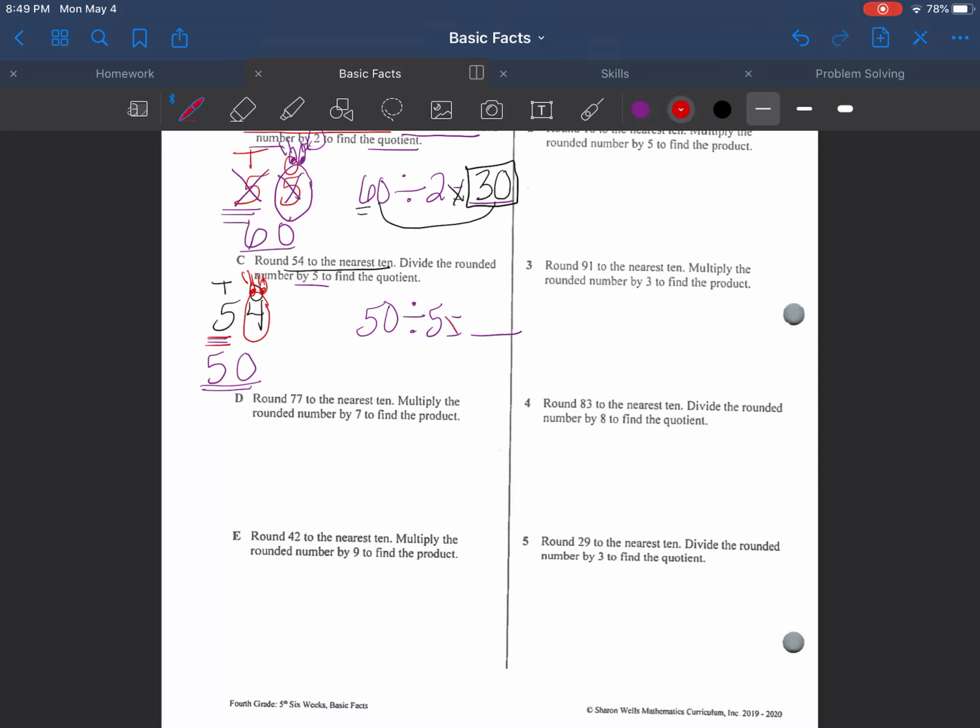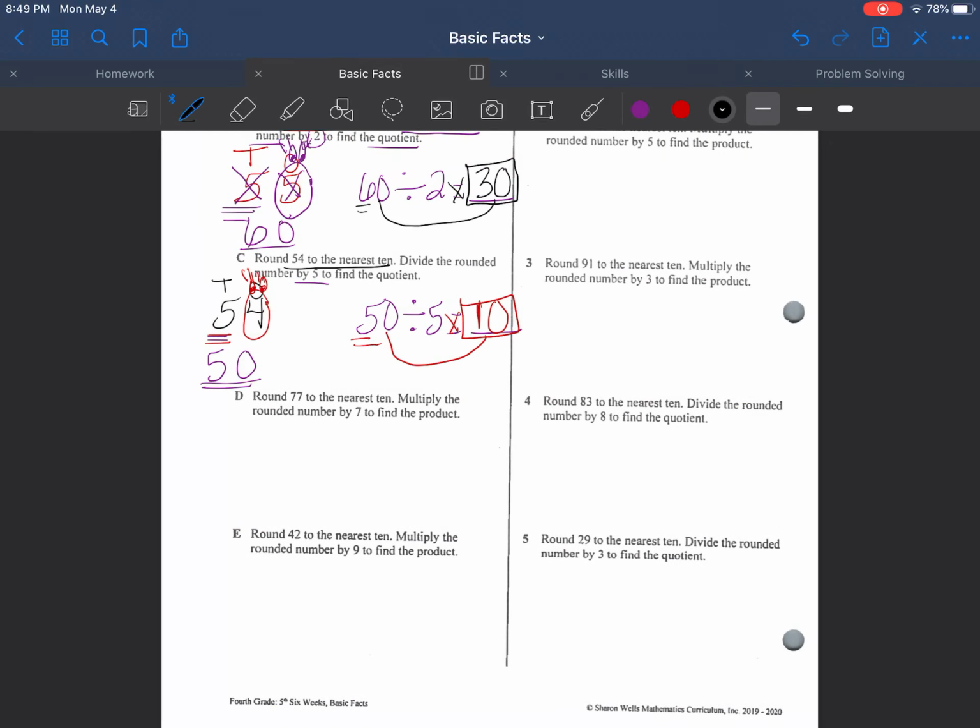Divide the rounded number, that was 50, by 5 to find the quotient. This one is easy because it has a 0. 5 times what gives me 5? That would be 1. And then the 0 did not get married. He stays by himself. So my quotient is 10.